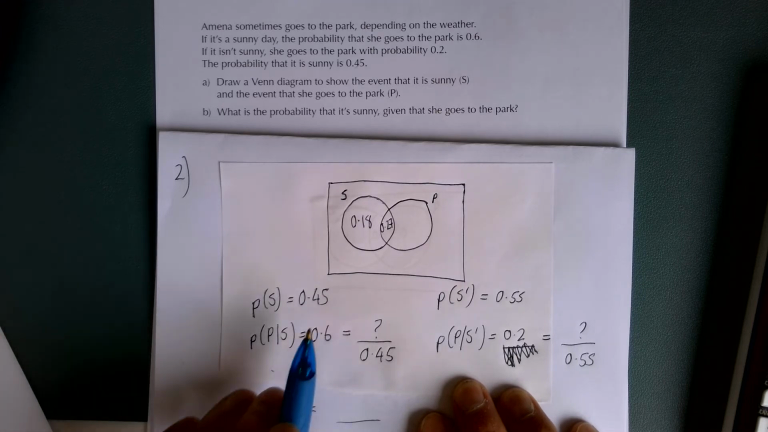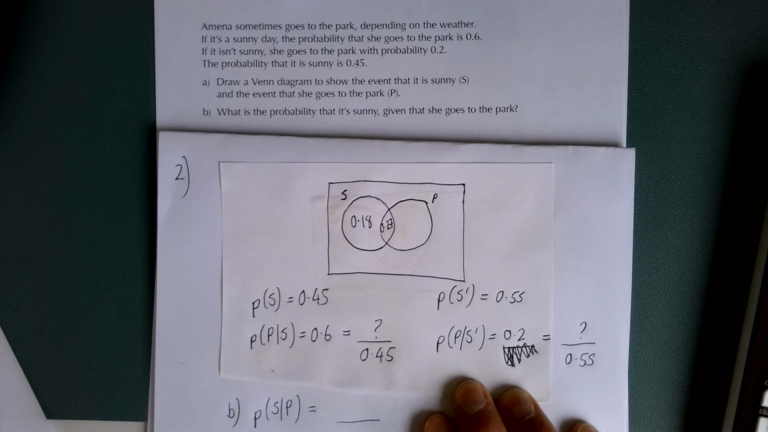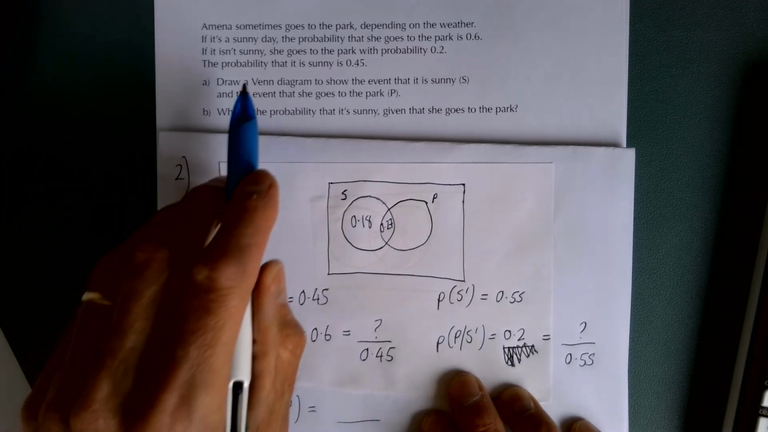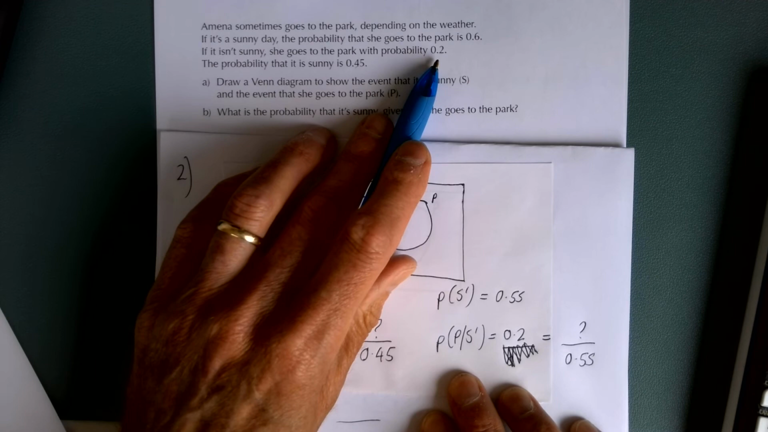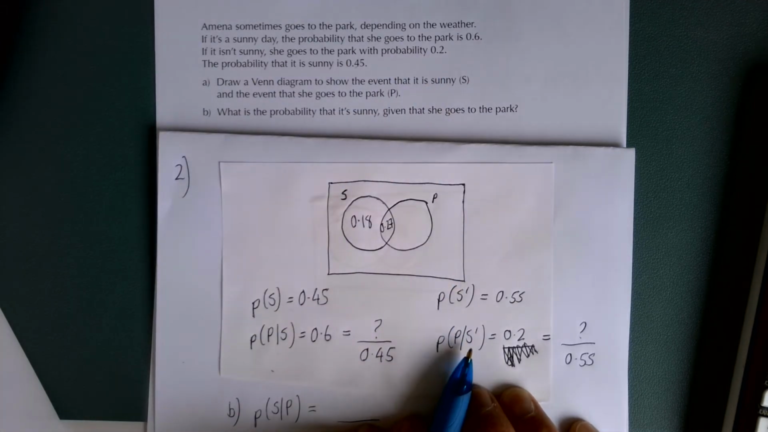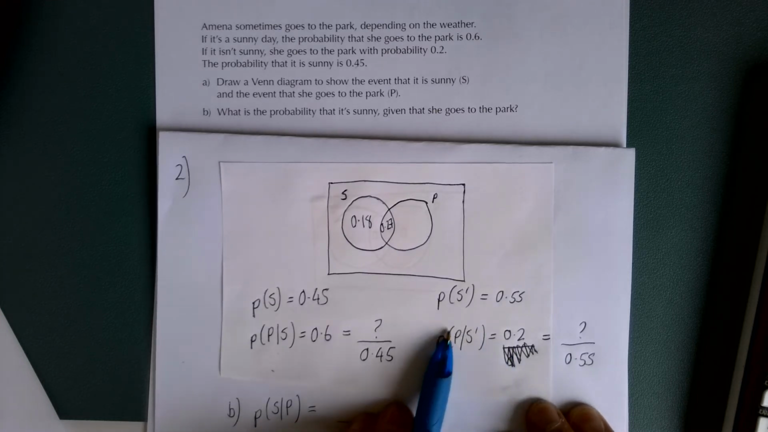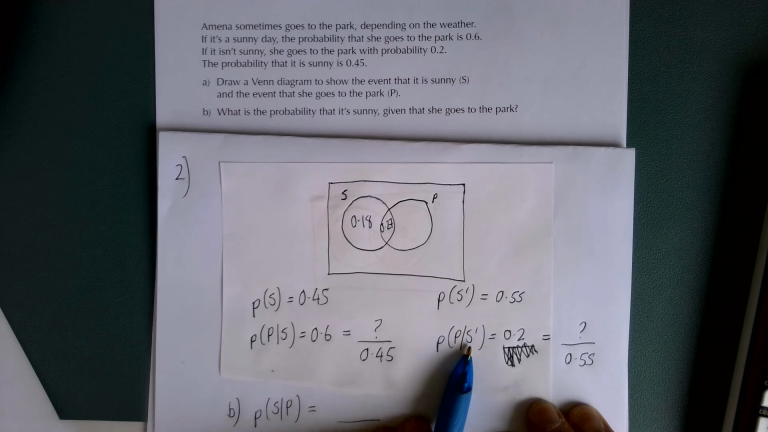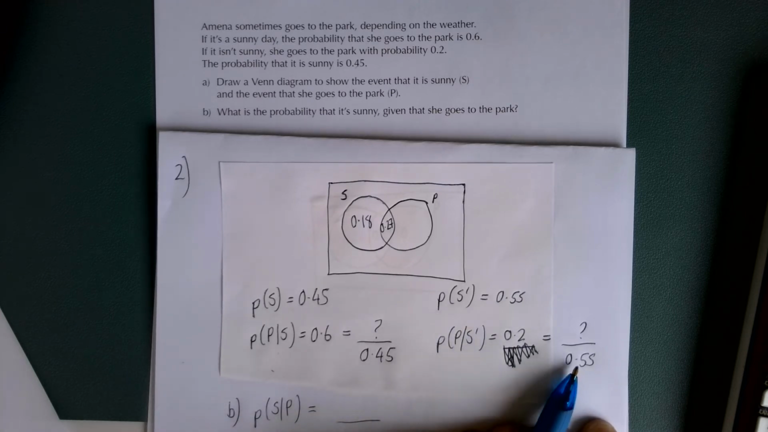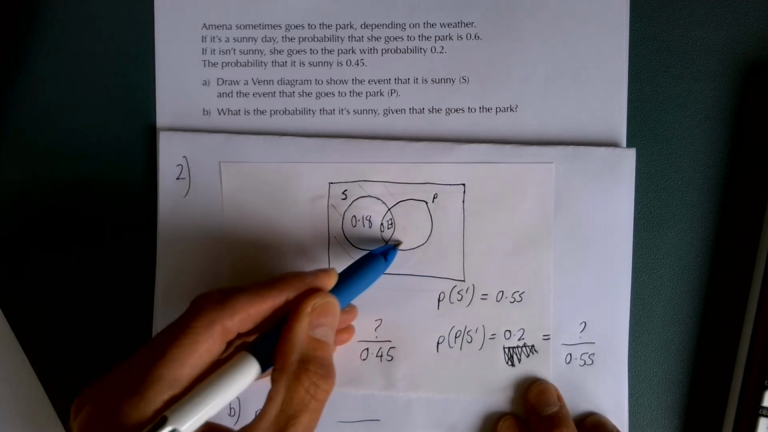Now, if the probability that it's sunny is 0.45, the probability it isn't sunny is 0.55. And we're told that if it isn't sunny, she goes to the park with a probability of 0.2. So that's this. The probability that she goes to the park given that it isn't sunny. And we're told that's 0.2. So similarly, let's work this out. This is my denominator. What's the probability that it isn't sunny? 0.55. That's all of this, isn't it?